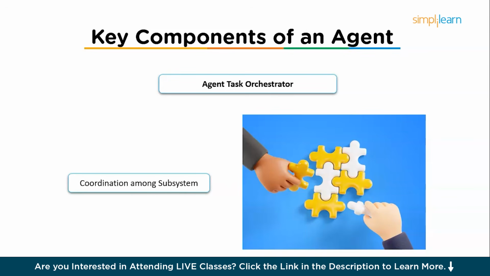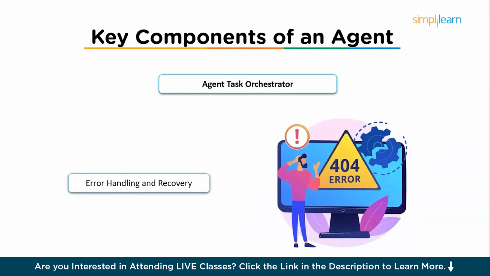It manages dependencies between tasks so that one task's output is correctly passed as input to another. Now moving on, we have error handling and recovery. If a task fails or encounters an error, the orchestrator can trigger corrective measures. It may reschedule tasks or notify other parts of the system to take over, ensuring reliability and robustness.